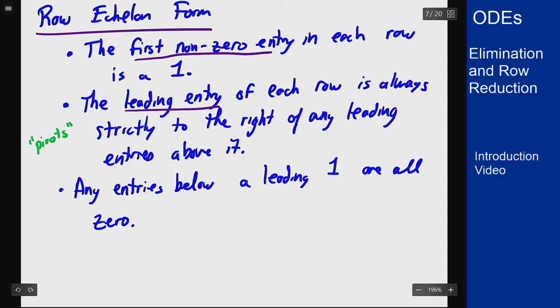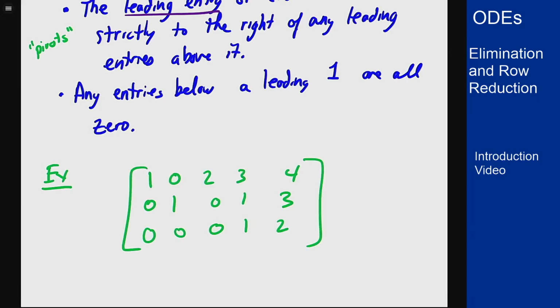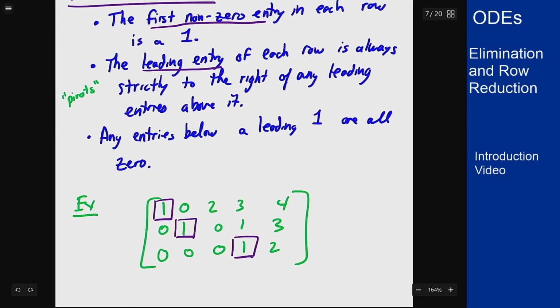So an example of that would be something like this matrix here. This matrix here is in row echelon form. Let's look at the first non-zero entry in each row, first coming from the left. So these are all 1, which they have to be by the first property. They have to be strictly to the right of any above them. So right, this is in the first column, second column, fourth column, that's fine, that's good. And anything below a leading 1 is all 0. These two are 0 here, this is a 0 here. So this is in row echelon form.